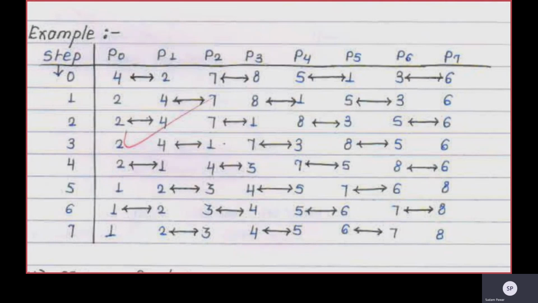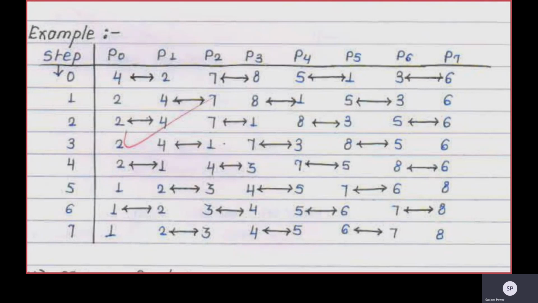If you see there, then 4 and 7 will be compared. 4 is less than 7, that's why no exchange is needed. 8 and 1, yes, you need to exchange, as 8 is greater than 1. 5 and 3, yes, you need to exchange, as 3 is less than 5. Similarly, in the second step, 2 4 7 1 8 3 5 6 will be compared and exchanged.